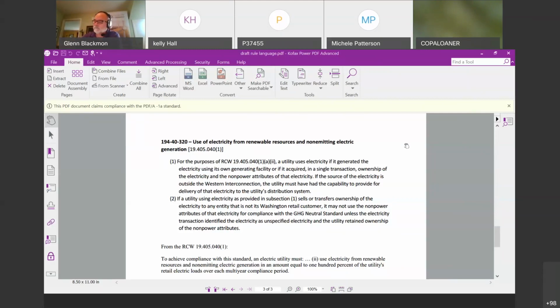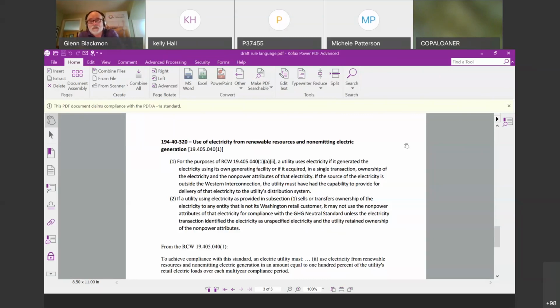And then my second, this is more of a question, in sub 2, a clarification that when you have a bundled resource and then you unbundle it, the energy that you're selling is then unspecified electricity. If a utility retains ownership of those non-power attributes, are you viewing that as being eligible for the 80% bundled portion of the requirement under 040 or the unbundled portion?